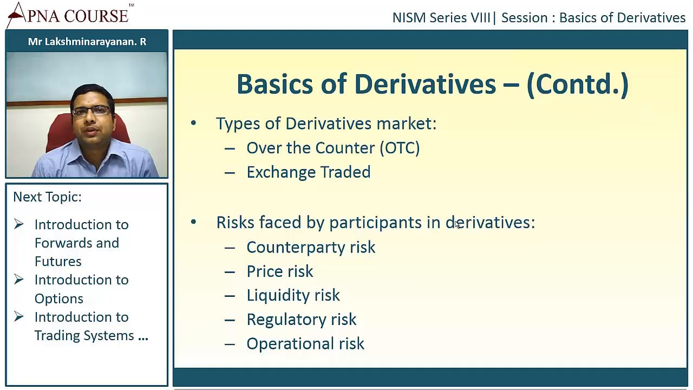What are the types of derivative markets? A particular derivative instrument can either be traded over the counter, which is denoted as OTC, or it can be traded across an exchange, which is known as exchange traded. So there are basically two types of trades possible in the derivatives market. It can either be over the exchange or over the counter.